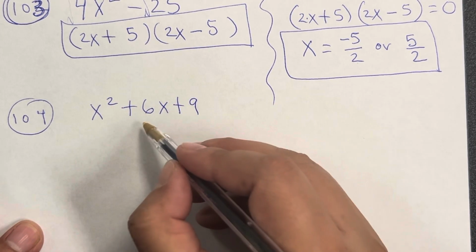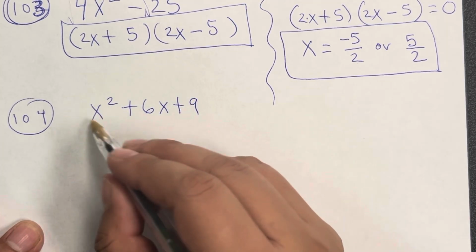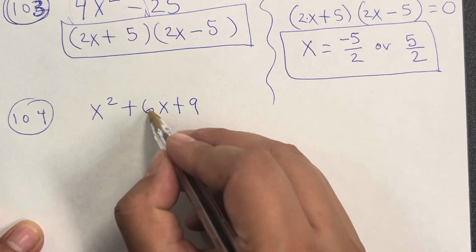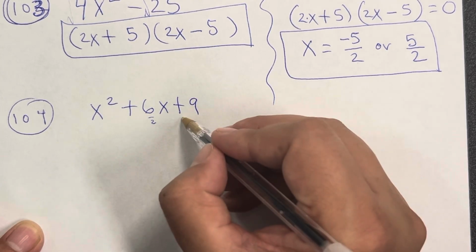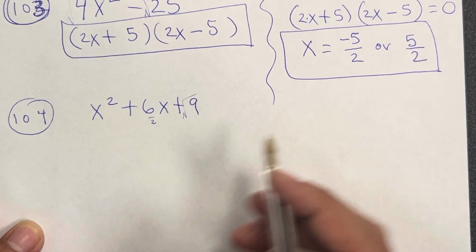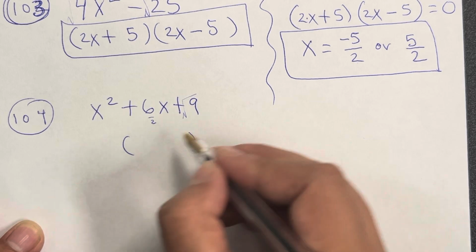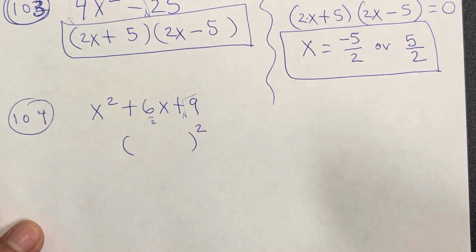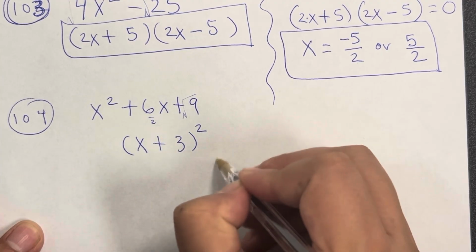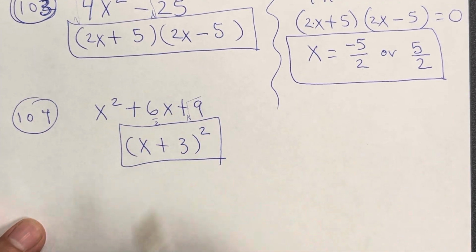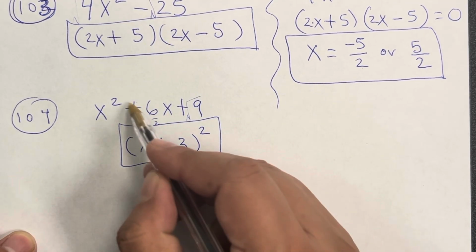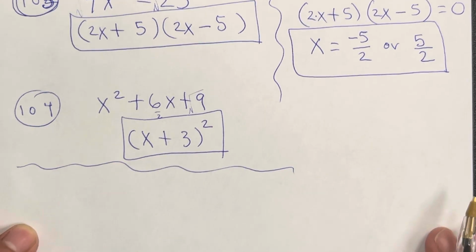For this one, this is a perfect square and this is a perfect square. Whenever you have that, look at this. If we divide the middle term by 2, it gives me 3. The square root of the last one, 9, is also 3. When that happens, that means this is a perfect square, so it's going to be x plus 3, and that's squared, okay? So that's going to be the answer. Making sure that this sign is the sign of the middle one.